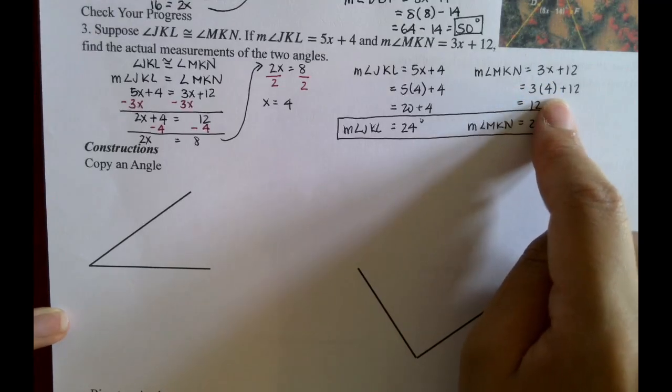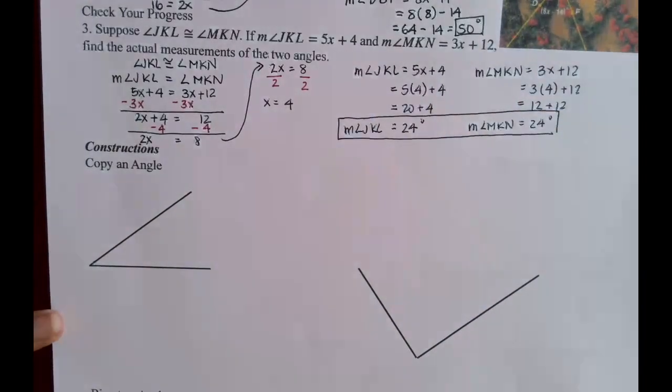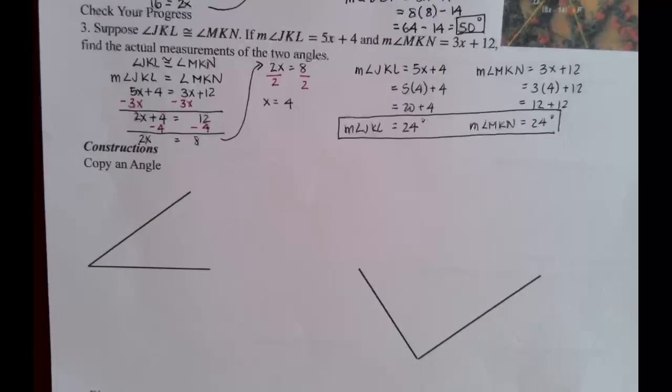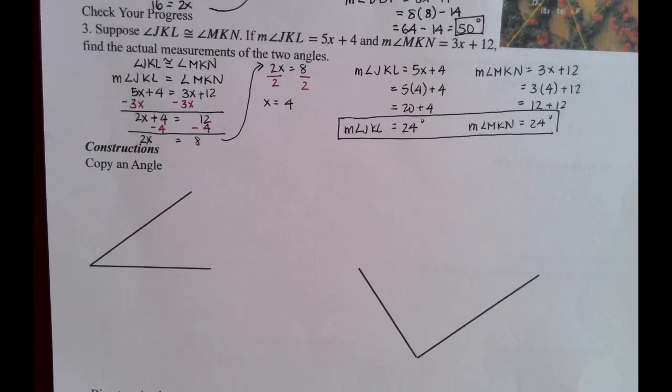So 3 times 4 is 12, and then 12 plus 12 is 24. And there you go. Okay. So you can now go to the construction section or start on your homework.